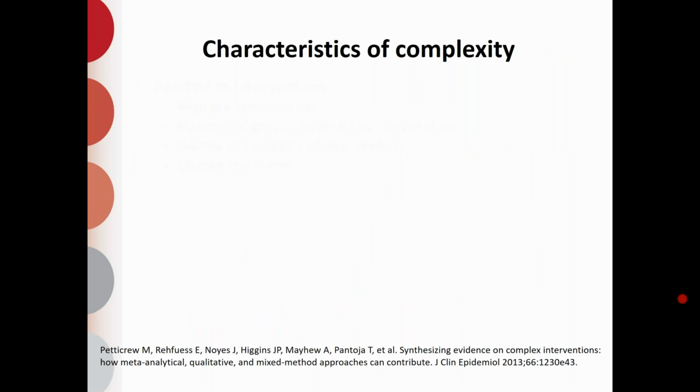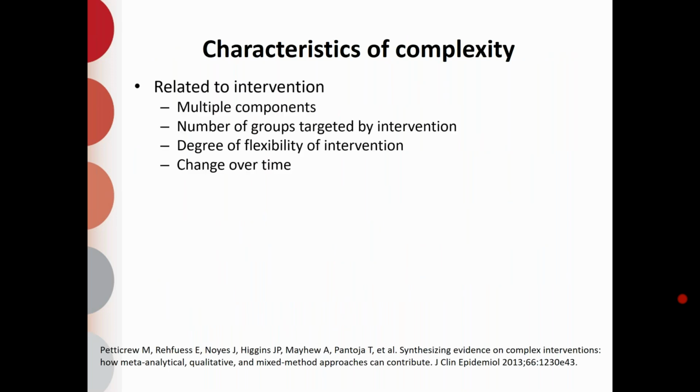So as I said, the characteristics of complexity can relate to the intervention. So some interventions might have multiple components. There might be a number of groups targeted by the same intervention. There might be a difference in the degree of flexibility of an intervention, and the intervention can change over time. So these are some of the characteristics linked to the intervention.